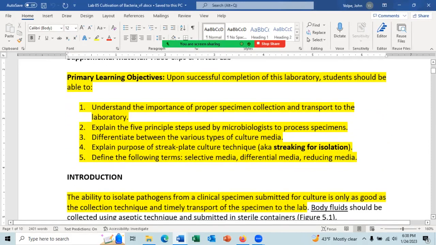Primary objectives. Upon successful completion of the lab, students should be able to: 1, understand the importance of proper specimen collection and transport to the laboratory; 2, explain the 5 principal steps used by microbiologists to process specimens; 3, differentiate between the various types of culture media; 4, explain the purpose of the streak plate culture technique, also known as streaking for colony isolation; 5, define the following terms: selective media, differential media, and reducing media.